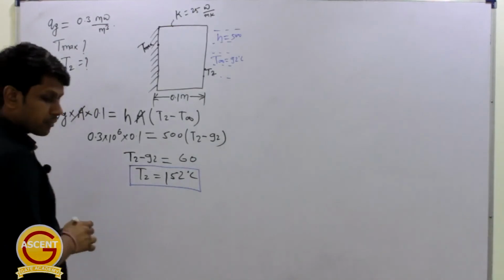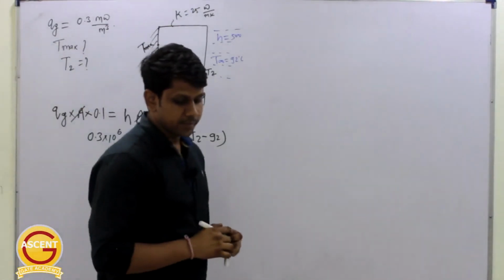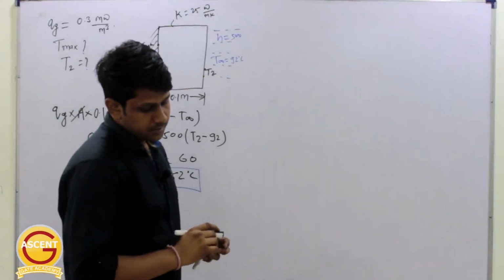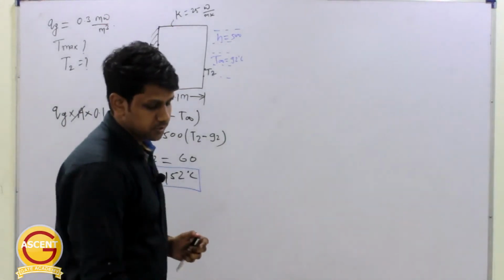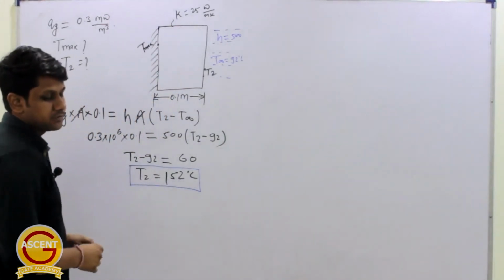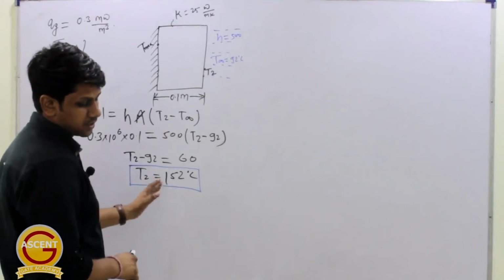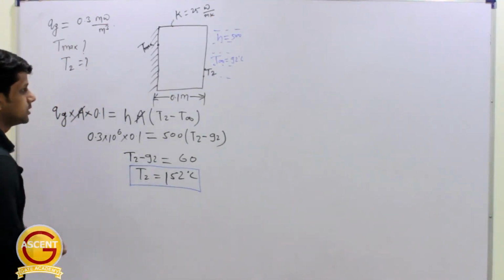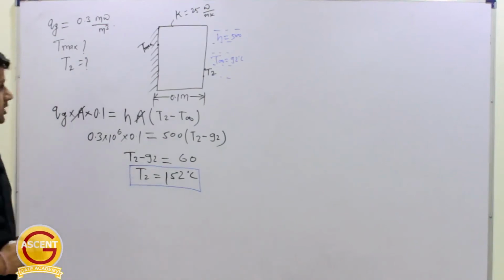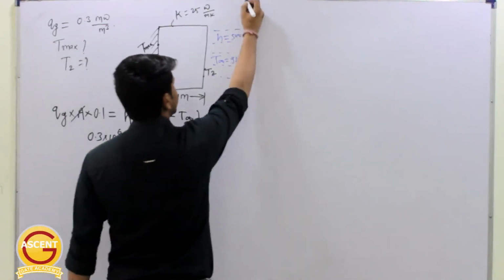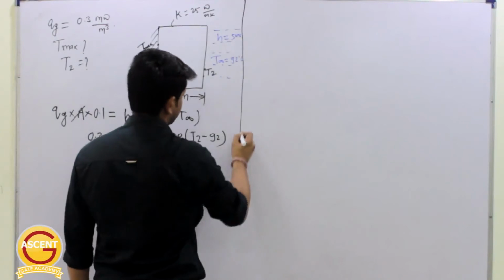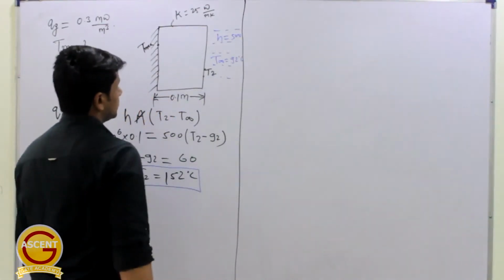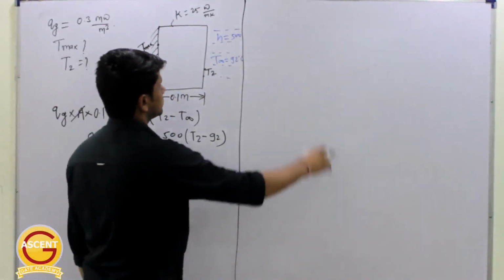Right. Now the next part he is asking is the maximum temperature in the wall. So first we have calculated the second question, that is the temperature of the surface exposed to fluid. Now we will see the maximum temperature in this wall. So for this maximum temperature we have to use that generalized equation. Right. So what is our generalized equation?